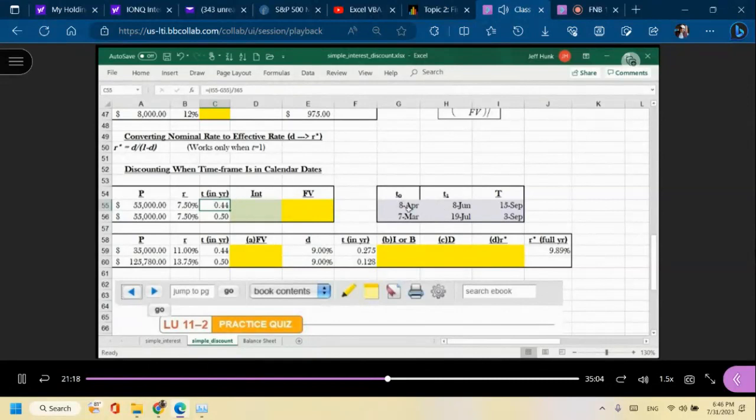Unlike other problems, now the time is given in calendar date. So T0, of course, is day one, the original date of the issue of the promissory note. Uppercase T is always the terminal time. This is the maturity. T1 is the date when you discount it.